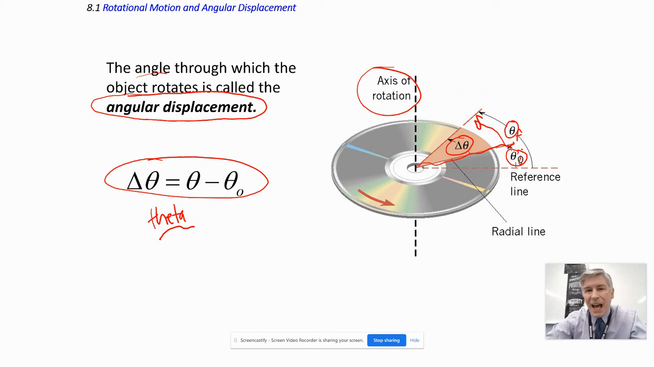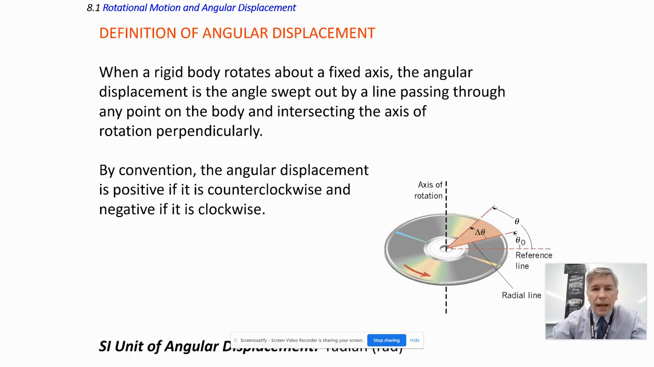However, I'm going to get into the habit of always starting my initial at an angle of 0. So I don't really need to worry about delta, and you'll just see me use theta for angular displacement. When a rigid body rotates about a fixed axis, the angular displacement is the angle that it sweeps out. By convention, if something is rotating counterclockwise, we consider that positive, and clockwise is negative. I don't know why that is the case, but that's going to be true.